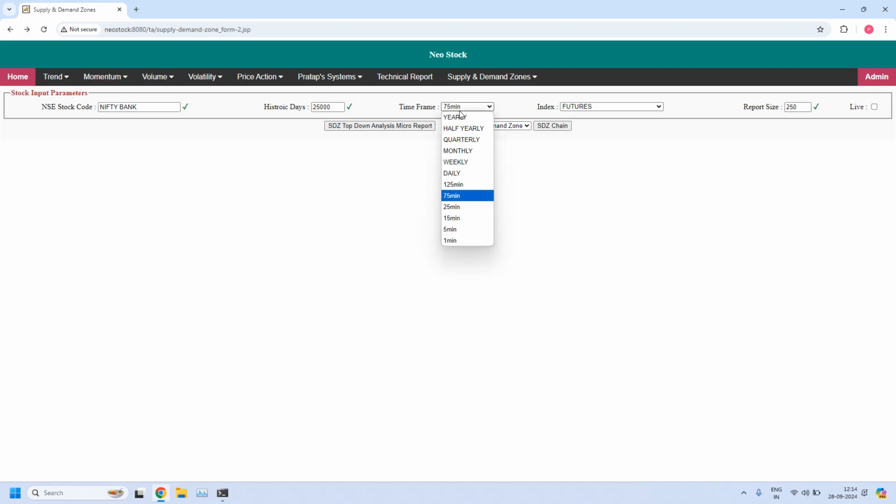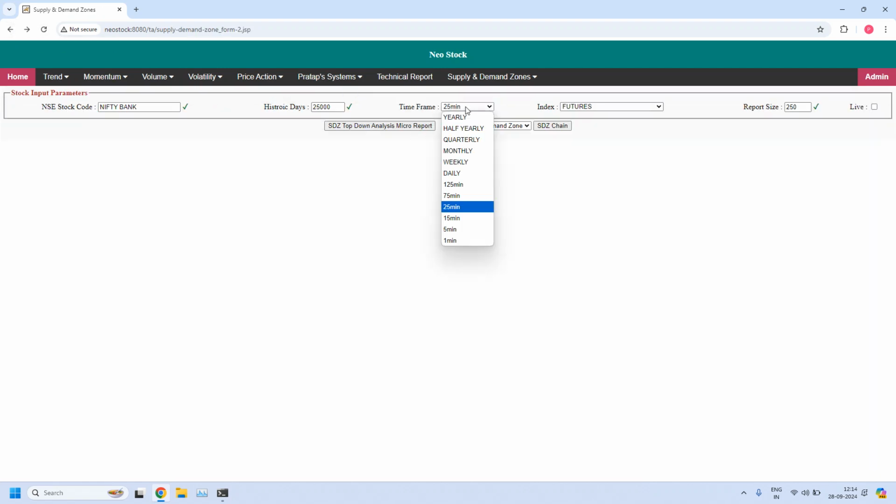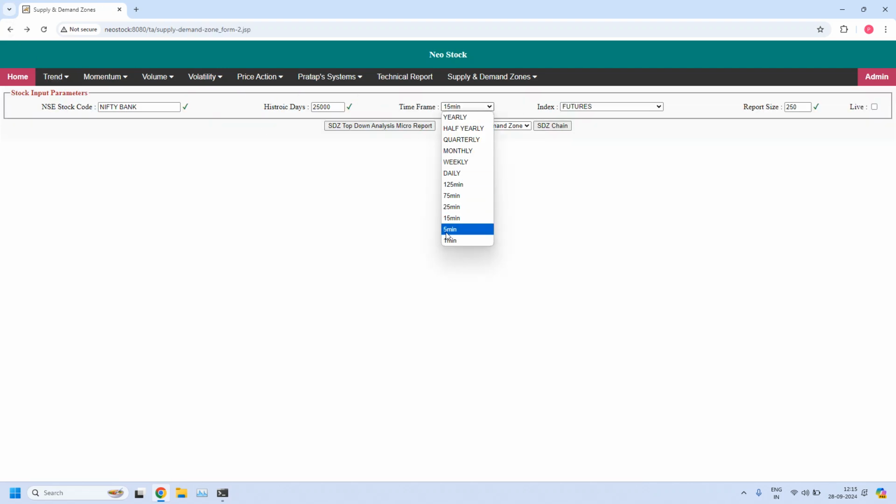The next time frame is 25 minutes. I am generating 25 minute supply demand zone chain for BANKNIFTY. The next time frame is 15 minutes. Generating 15 minute supply demand zone chain for BANKNIFTY. And the last time frame is 5 minutes, generating 5 minute supply demand zone chain for BANKNIFTY.